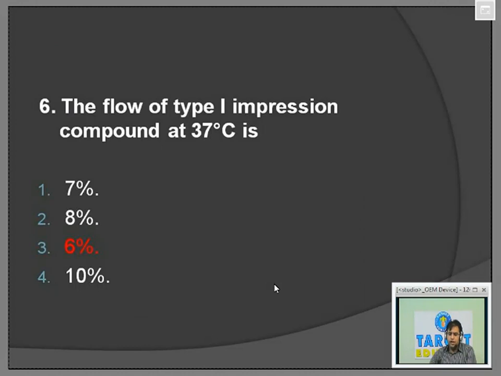Okay. So the next question is the flow of type 1 impression compound at 37 degrees centigrade is. The correct answer is 6%. The flow of type 1 impression compound at 37 degrees centigrade is 6%. This is also a value based question. You have to just mug it up.